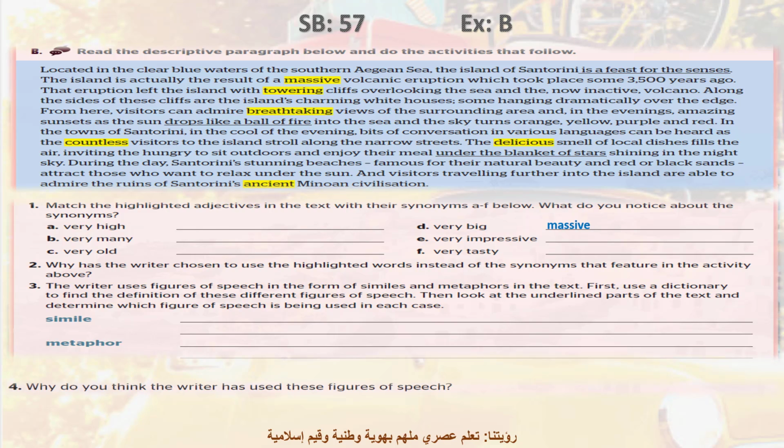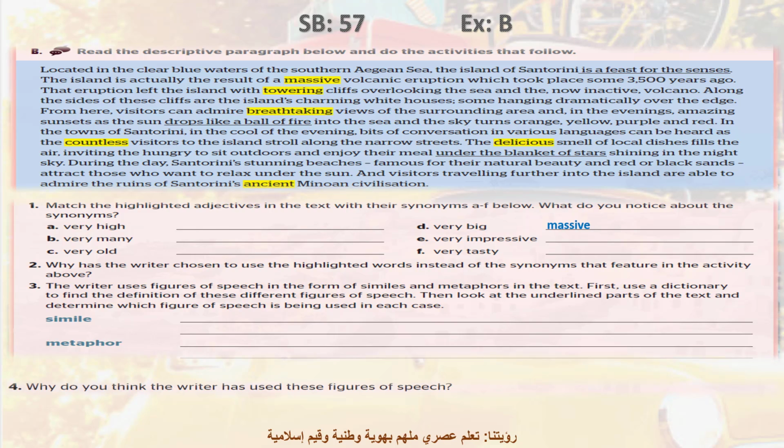Thank you very much for your attention. But now it's your turn. You have to find the synonyms of towering, breathtaking, countless, delicious, and ancient. How? Read them in their contexts and try to guess their meanings. And after that, write them next to their synonyms. Go on, pause the video for about 2 minutes, reading the words and trying to find their synonyms. Go on.